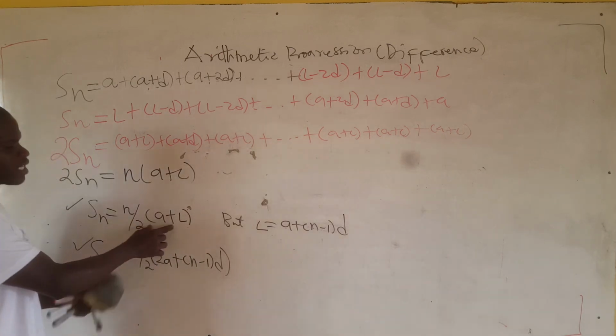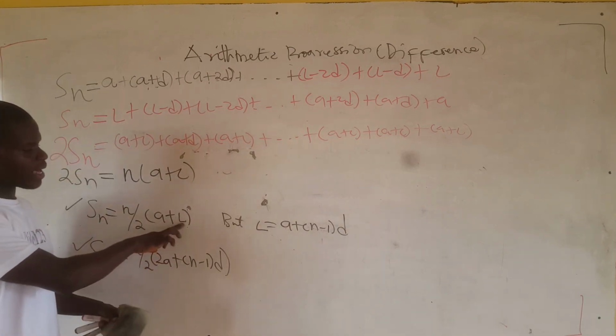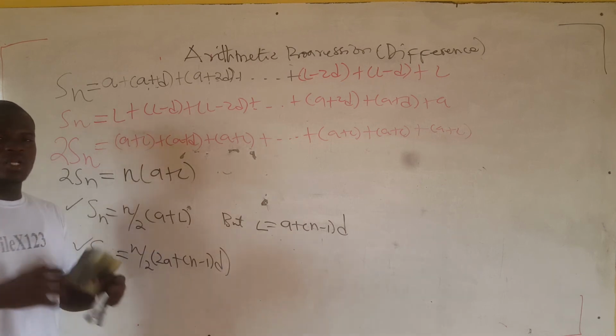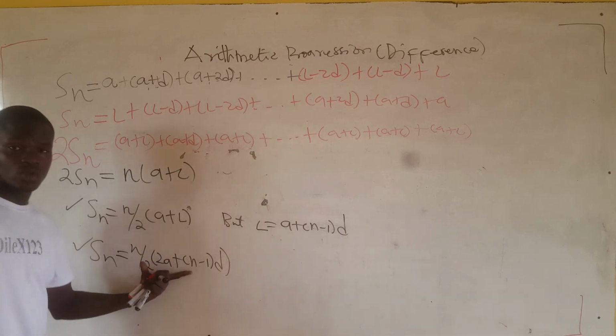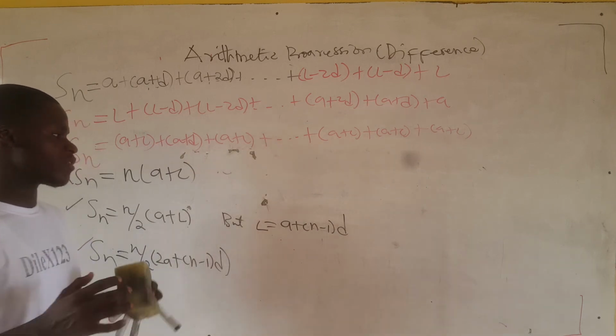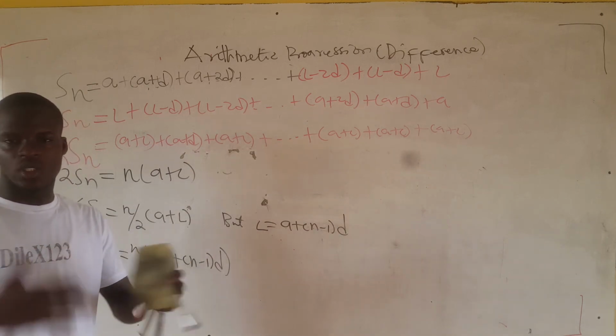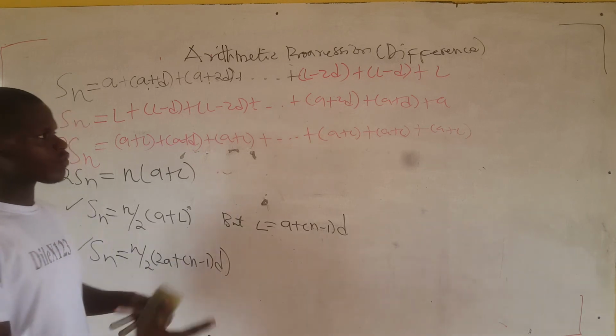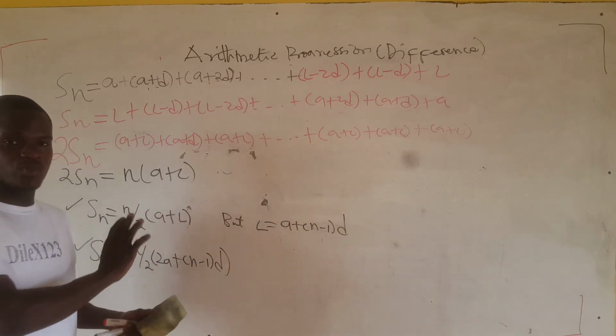So we use the first one when you know the last term, then you fix it here. But if you don't know the last term, then you have to use this formula. We wouldn't solve questions here because time has been spent, but in other videos, we will solve questions using this formula that we have just proved.